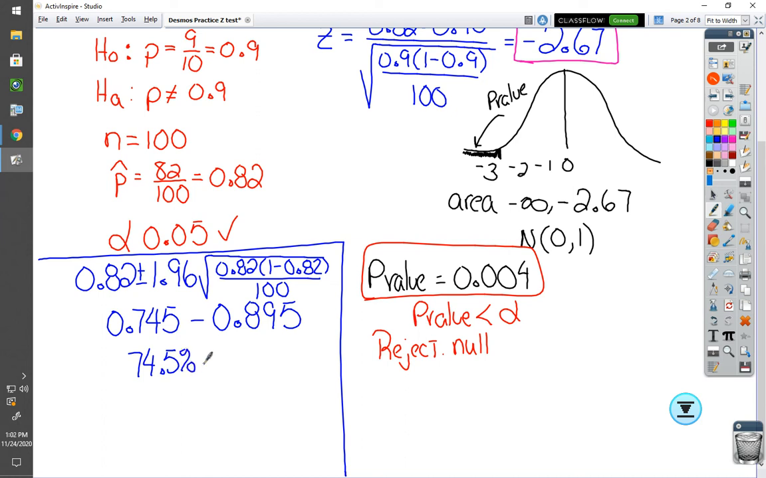What this tells me is that, with 95% certainty, 74.5% to 89.5% of doctors recommend aspirins to their patients. You can see that the original claim of 0.9 does not fall inside the CI, which gives us a second reason why we rejected that value. When you come back, I will do the same type of thing for you, but with two proportions.